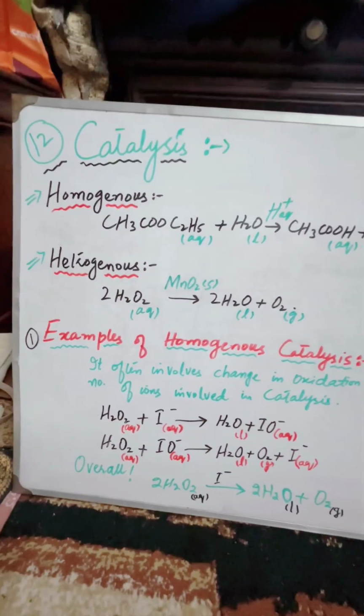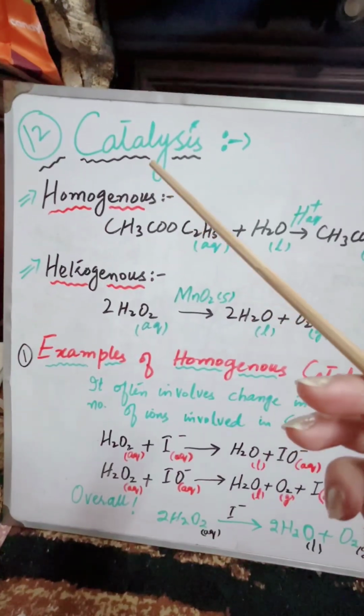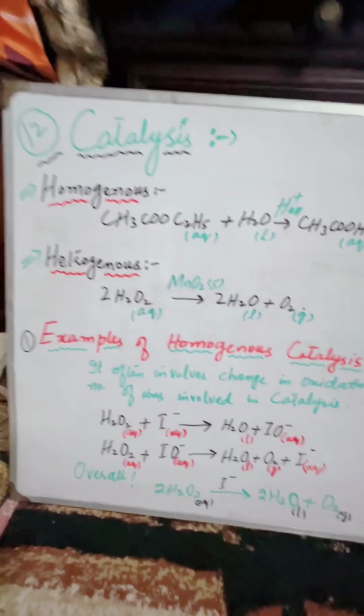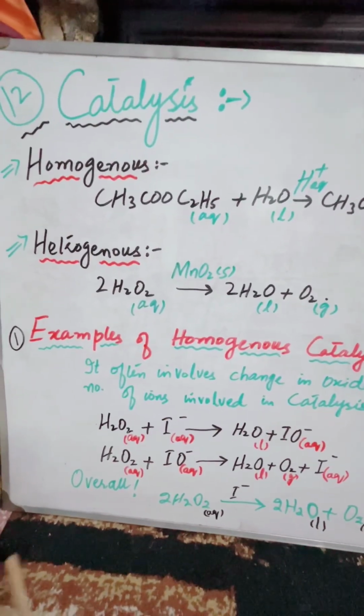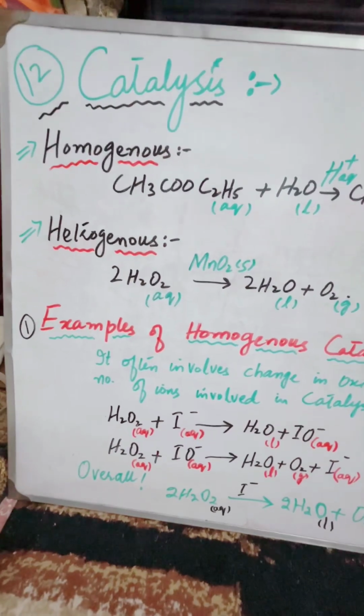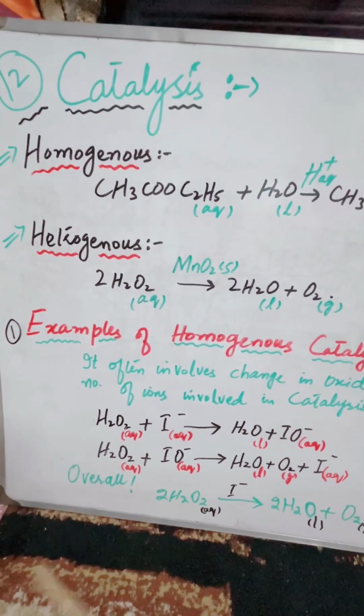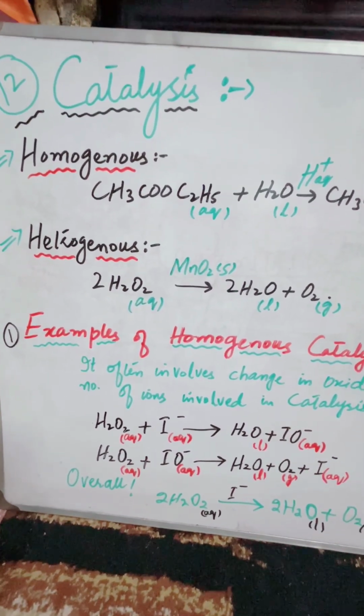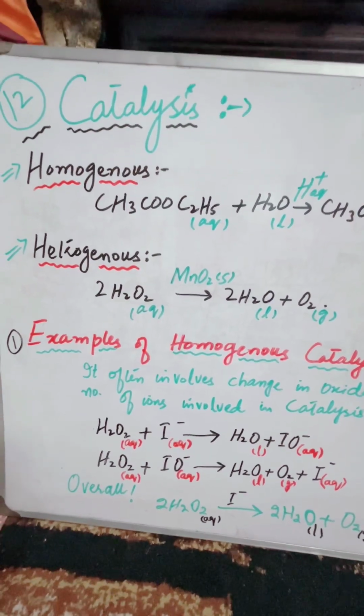Hello students, what we are going to learn today is catalysis. It's a very interesting topic and you should know what a catalyst is. You already know that a catalyst is a substance that speeds up a chemical reaction. How does it do it? The catalysts do this by providing an alternative pathway for the reaction with lower activation energy.